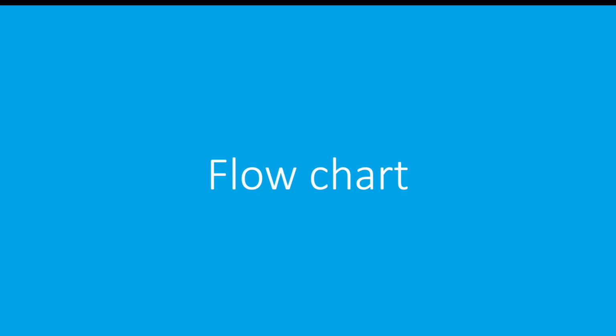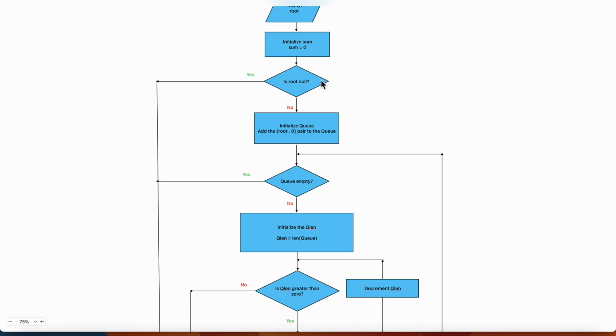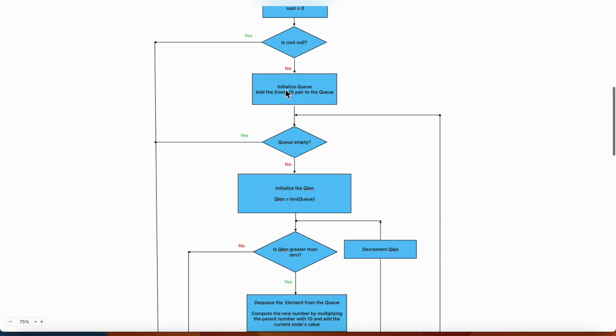Let's look at the flowchart. The input for this procedure is the root node. First we initialize the sum variable to 0. Next we check whether the root node is null. If so, we simply return the sum as 0. Otherwise, we initialize the queue and add the root node along with 0 as its parent's numerical value as a pair to the queue. So each element in the queue is a pair of a node and its parent's numerical value, so for the root node it is the root node's pointer and the value 0.